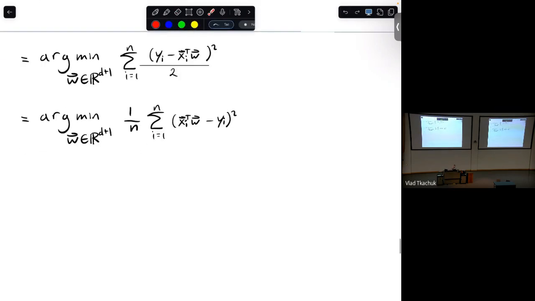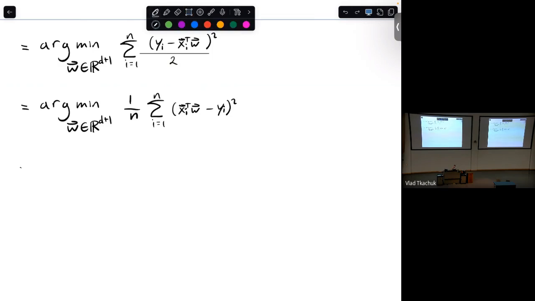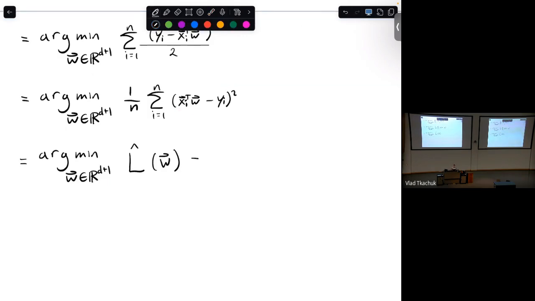Okay. That's really nice because if you remember, this quantity is just the empirical risk. This is L hat of w that we've seen before, where this is the linear predictor we were using. So that's curious. What it tells us, as we wrote at the very beginning, is that the MLE solution is the same as the empirical risk minimizer parameter.